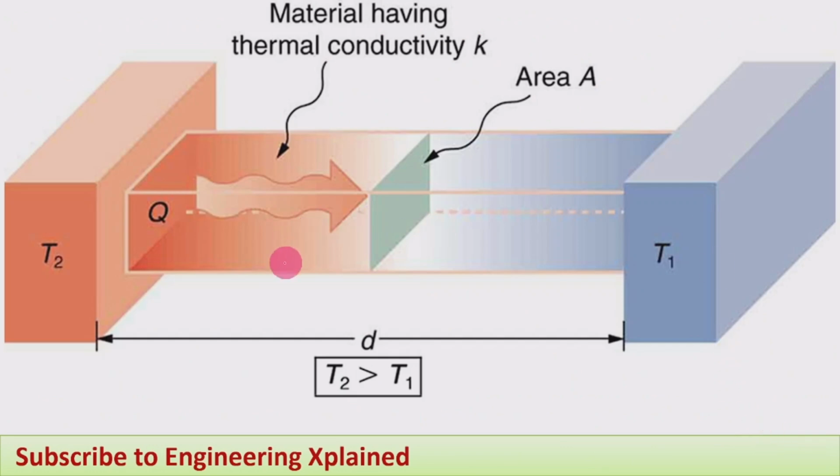Here is one of the examples we can say. Here the heat is transferring in this direction through this material from the temperature T2 to the temperature T1, because the temperature T2 is higher than T1, and these two temperatures are at a distance of d. The material through which the heat is transferring has the thermal conductivity K, and we are going to use the area A here.